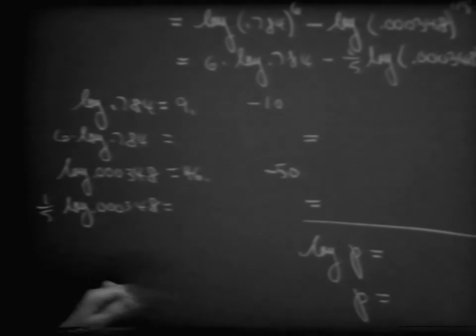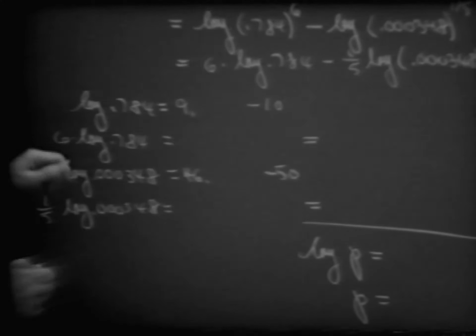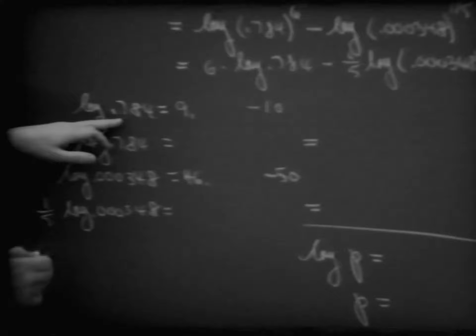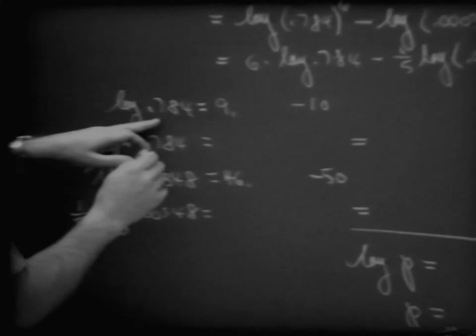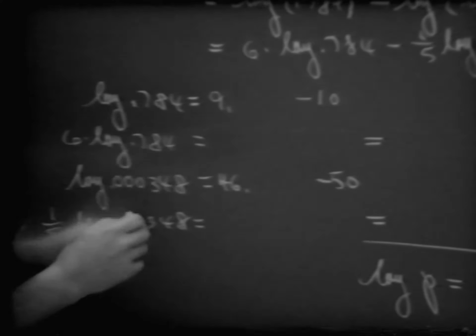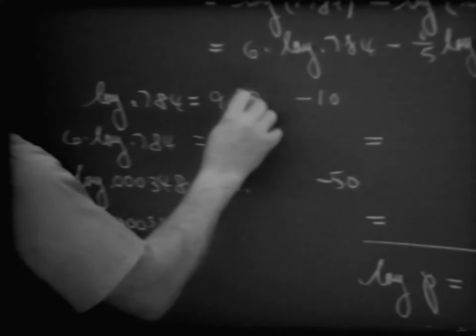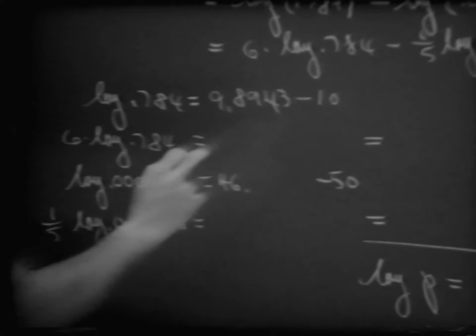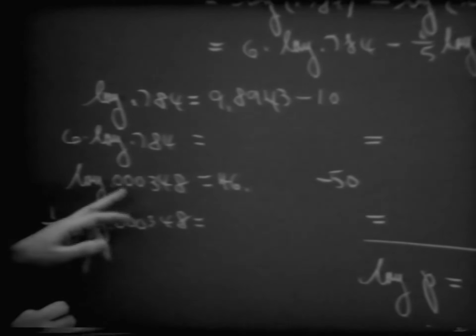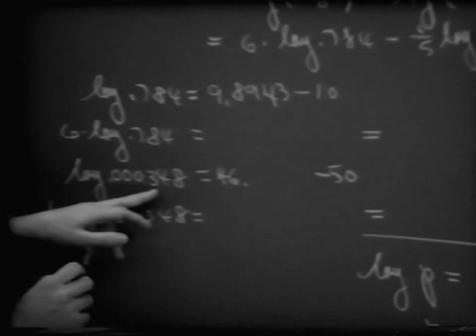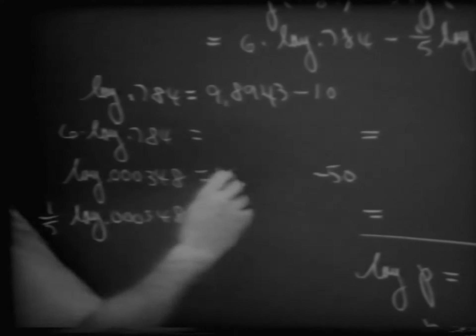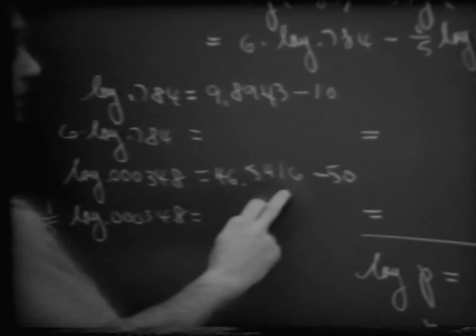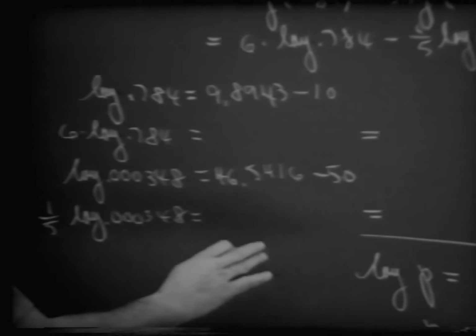Now notice we have set up this entire chart or table before we looked any numbers up in our tables. In fact, I've already done this before the lesson started, and the logarithm of 0.784 turns out to be 9 point, and mantissa is 8943. Also, the logarithm of 0.00348 turned out to be 46.5416. So let me just include these numbers in here.